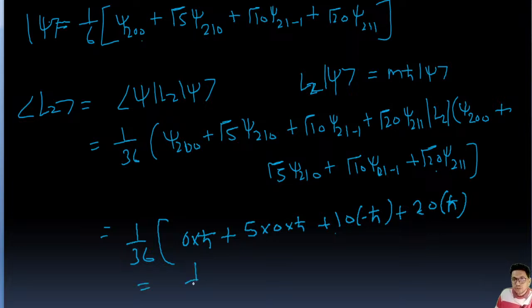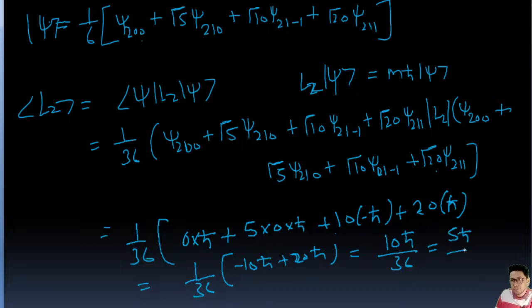So this is going to be 1 upon 36, and this value is going to be minus 10 h cut plus 20 h cut. So this is going to be 10 h cut upon 36, or if we solve it, 5 h cut upon 18. So which option is matching?